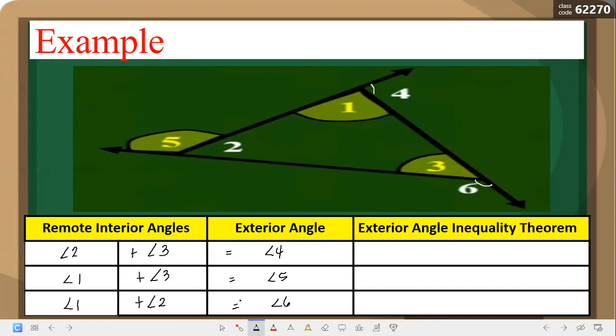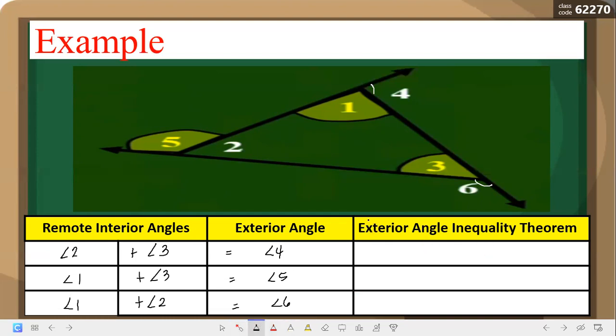So notice that if we add the two remote interior angles of the triangle, it will be equal to the measure of the exterior angle, or in other words, the sum of the two remote interior angles is equal to its exterior angle. So ano nga ba yung sinasabi ng exterior angle inequality theorem dito? Kung nakikita, ano nga ba yung sinasabi dito?